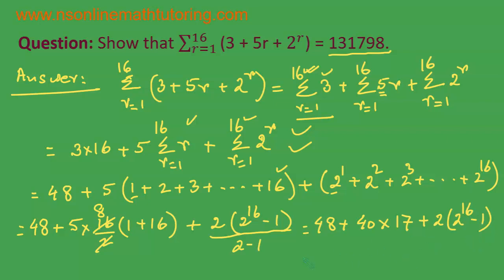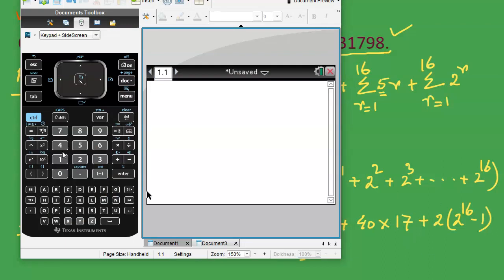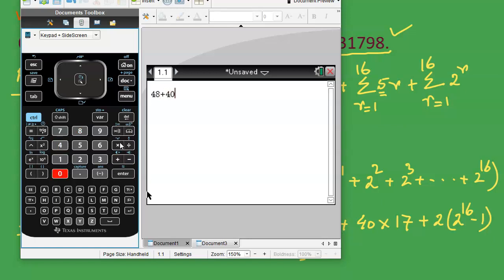Let us see what is the value of this expression. It should be equal to this, but we have to verify. Okay. So it will be 48, the first term is 48, plus 40 times 17 plus 2 times 2 raised to the power of 16 minus 1.